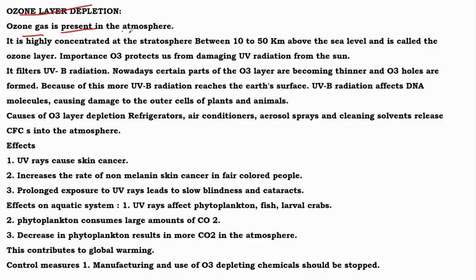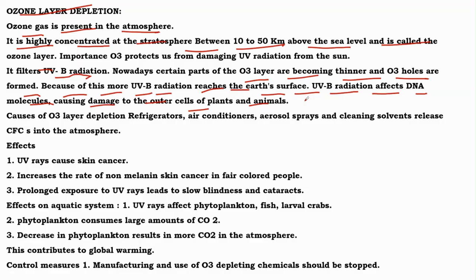Ozone gas is present in the atmosphere. It is highly concentrated in the stratosphere, between 15 to 50 kilometers above sea level, and is called the ozone layer. The importance of the ozone layer is that it filters UV-B radiation. Nowadays certain parts of the O3 layer are becoming thinner. Because of this, UV-B radiation reaches the earth's surface. UV-B radiation affects DNA molecules, causing damage to the outer cells of plants and animals.